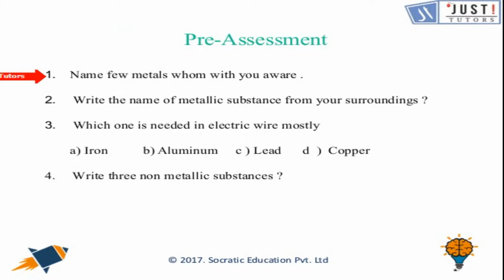Question 1. Name few metals with whom you're aware. So if we talk about the metal, iron, copper, these are few example of metals here. Now question 2, write the name of metallic substance from your surrounding. So from your surrounding, the bridge that is made up of metal, that is iron. Now question 3, which one is needed in electrical wire mostly? So that is copper. Question 4, write three non-metallic substances. So oxygen, carbon, these are example of non-metallic substances.